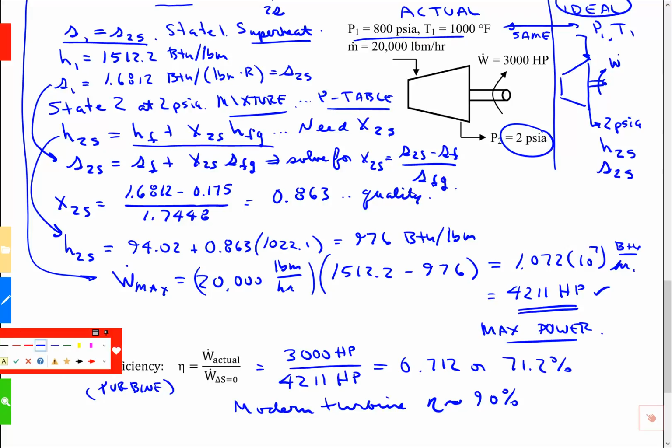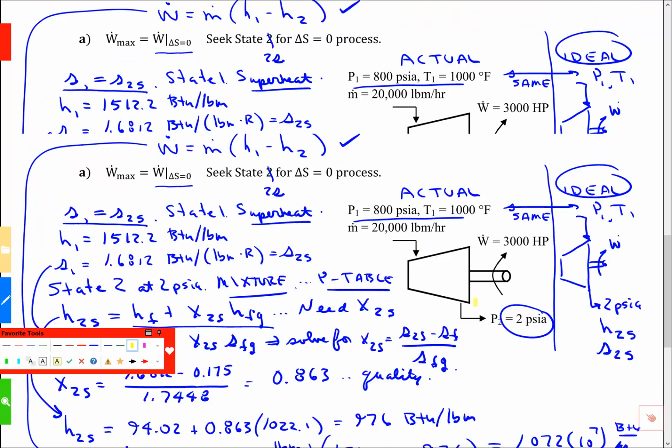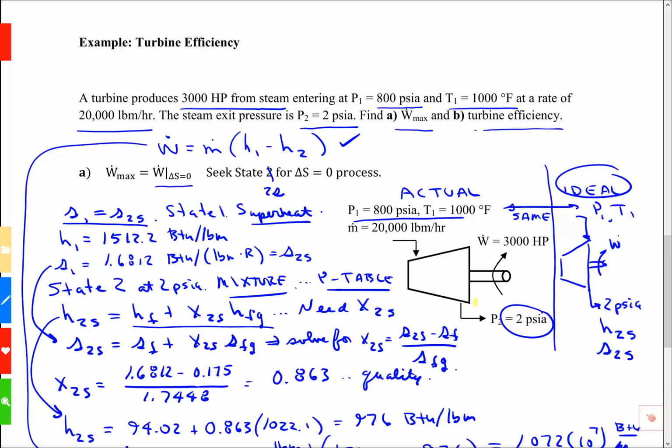Let's recap. In this example, we are given an actual turbine and an inlet condition and exit pressure and its work, and we're asked to find the maximum work. To study the maximum work, we look at an ideal device with the same inlet conditions, the same exit pressure, and a different exit condition, an ideal exit condition, identified by isentropic. We use the lever rule for enthalpy to find the final value, and on the way we had to find the quality from the known enthalpy.